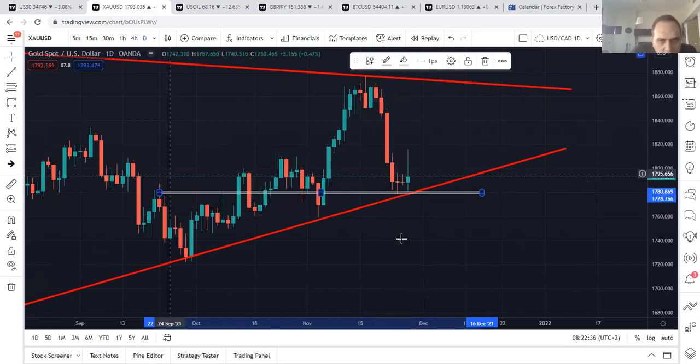Okay, so we will have, and this is a trend line up, so it's breaking a very important level at this level.